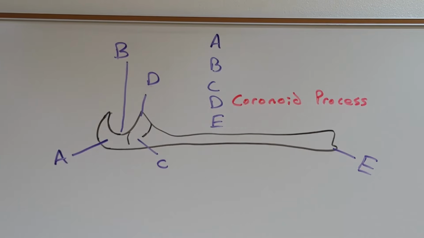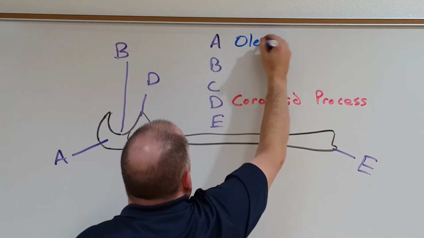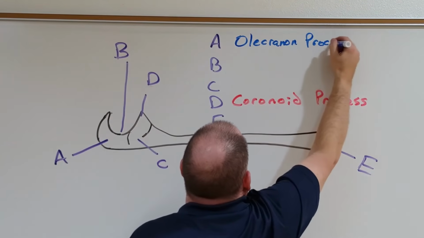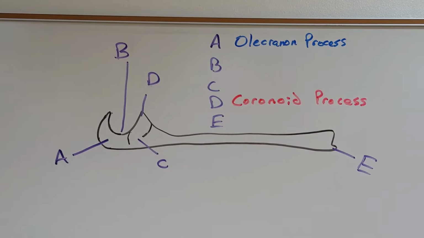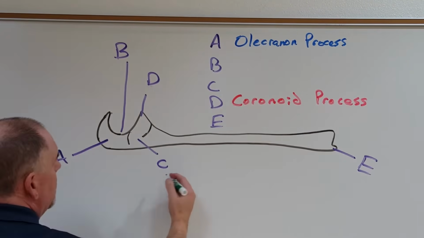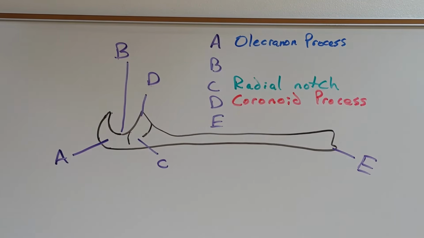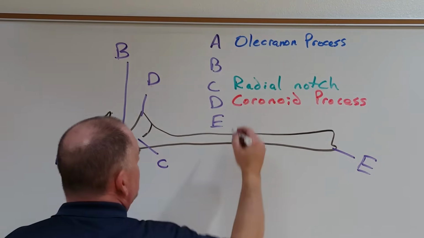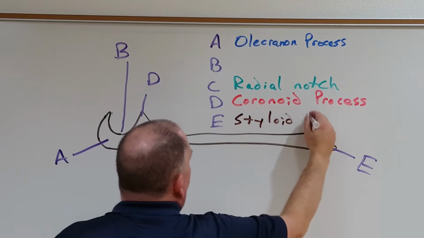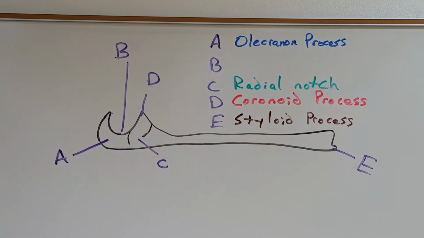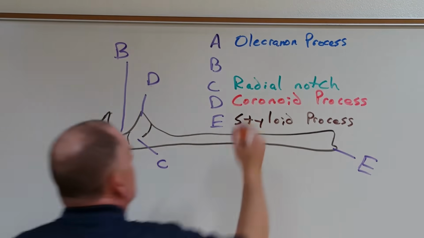What's next? The olecranon process. That's what I have labeled as A. The olecranon process, sometimes just called the olecranon. Then we have the radial notch, right here, C. Next up in my list is the styloid process. That's what I have labeled as E. And the only one remaining, B, this big trough right here in the bone, is the trochlear notch.